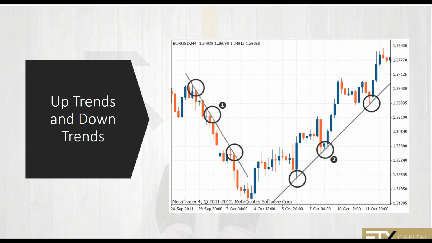Now, trend lines don't tell you where to enter the market. They don't tell you where to exit the market. Trend lines can be broken at any time. But trend lines have very strict rules because a trend line is very important.